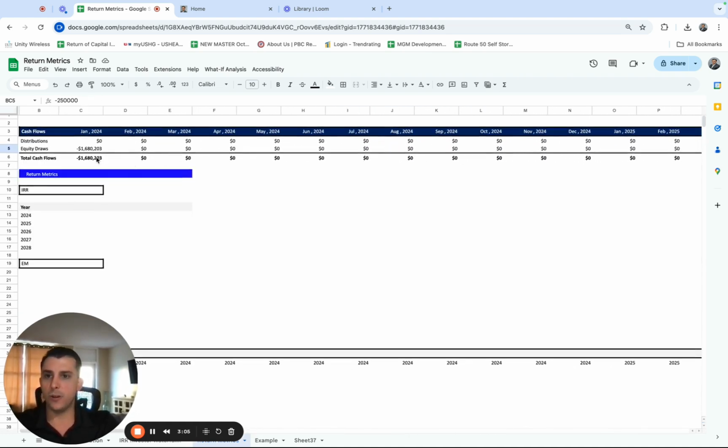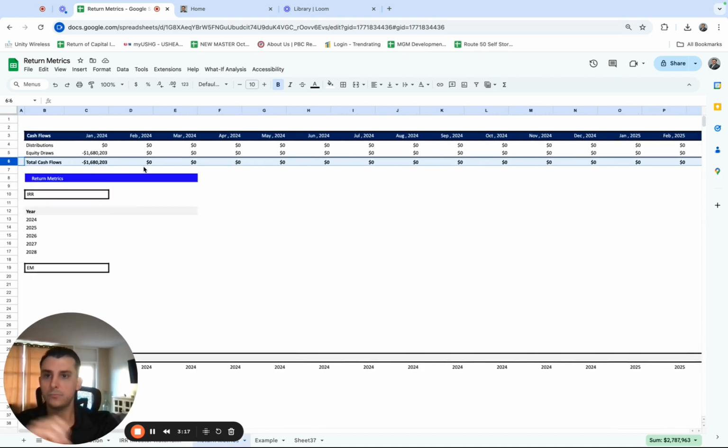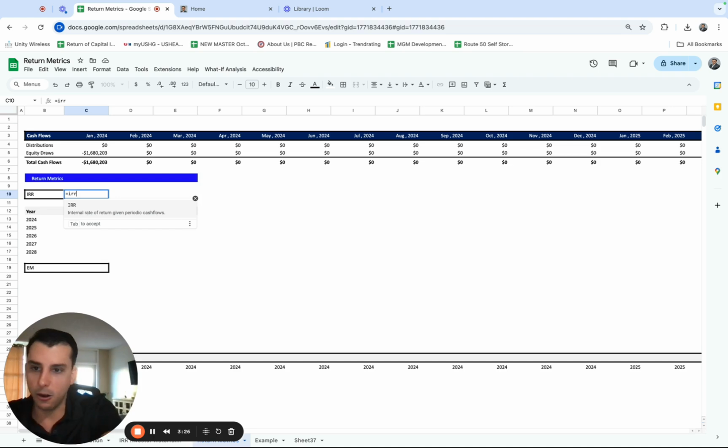At the end of the day, you want to sum these up on a month-by-month basis. So you can see the distributions plus the equity draws, and the equity draws are negative because it's negative cash flow. These are going to give you your total cash flows right over here. So starting out, how do you calculate the IRR? In Excel or in Google Sheets, when you calculate it, you do not want to use the IRR equation. That's a big no-no right there. That's going to give you very misguided numbers.